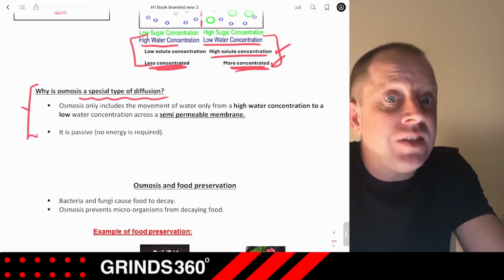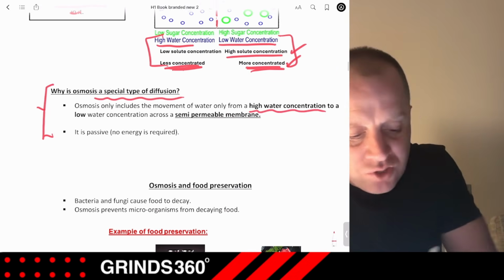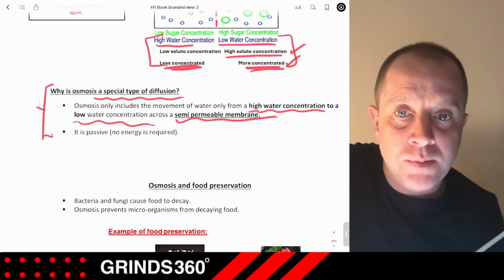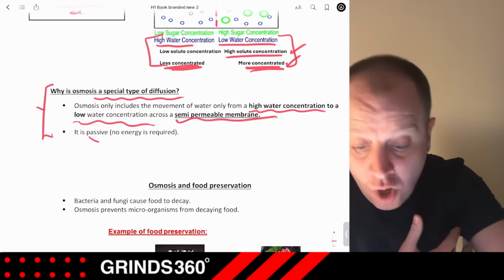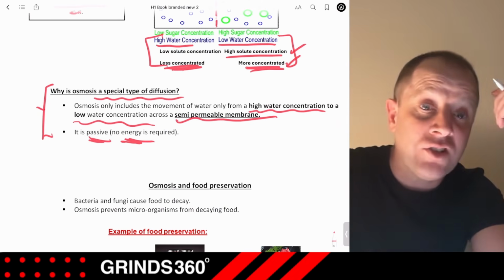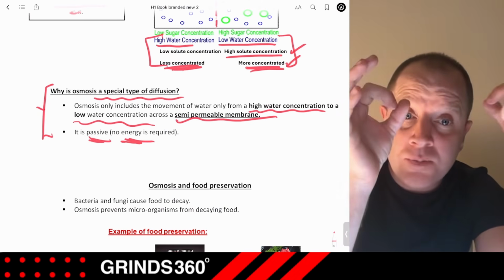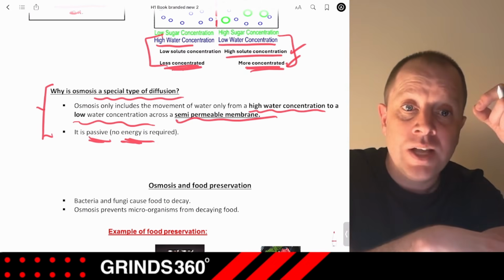You're basically given the definition here, because it's the movement of water from a high water concentration to a low water concentration across a semi or selectively permeable membrane. Osmosis is the same as diffusion in that it's also passive. It doesn't require energy. So the difference between osmosis and diffusion is the movement of molecules from a high to a low concentration, and it's passive.